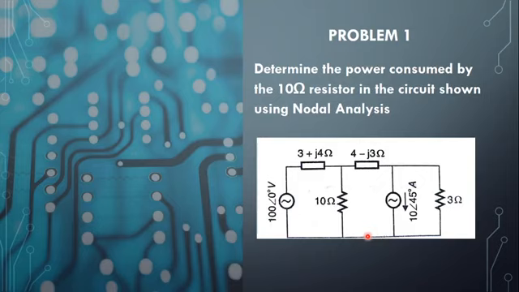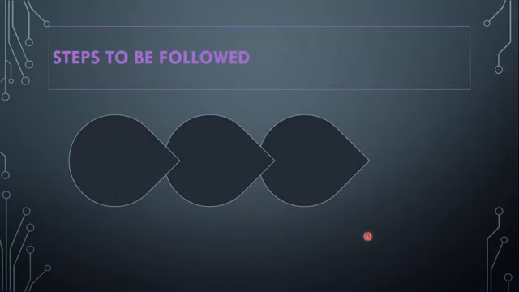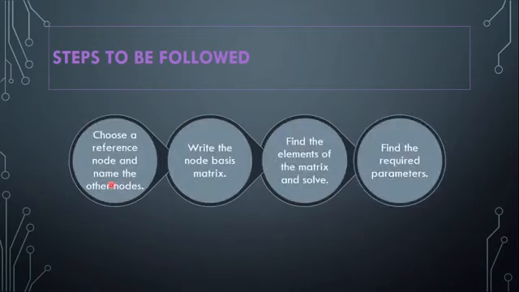So before directly going on to this problem, we will first see what are the steps involved in nodal analysis. First we need to choose a reference node and name all other nodes that are present. So we will determine one reference node for the circuit and also the nodes where more than two elements are meeting at a common point.